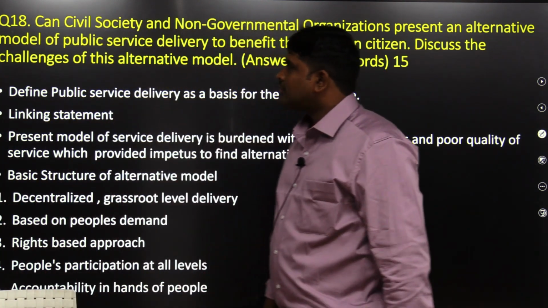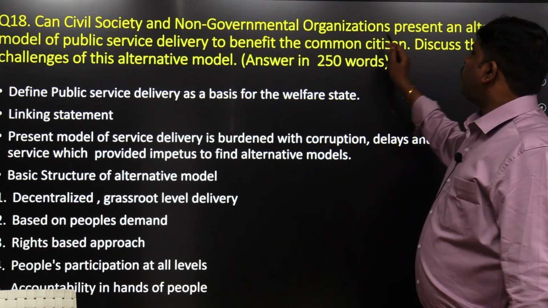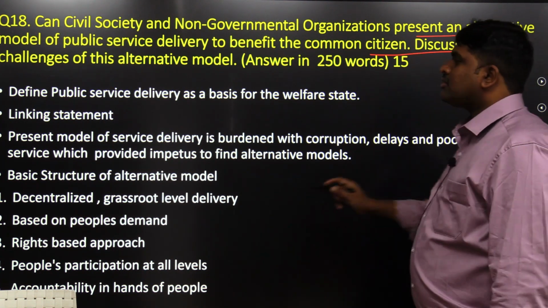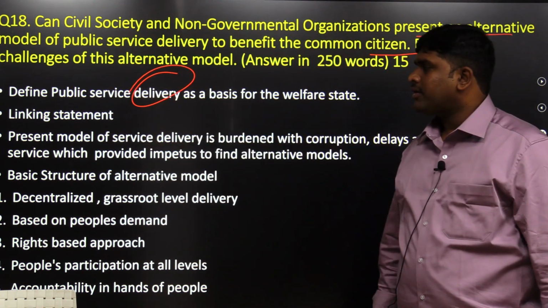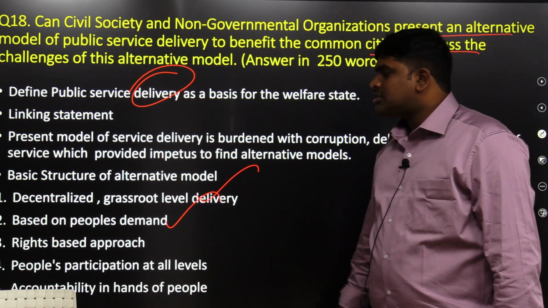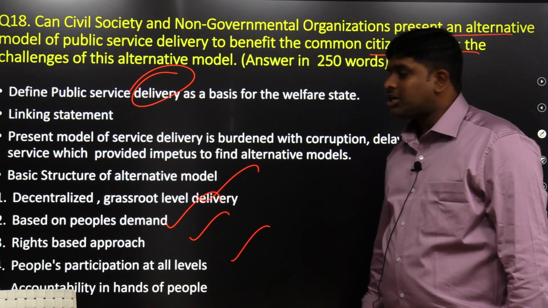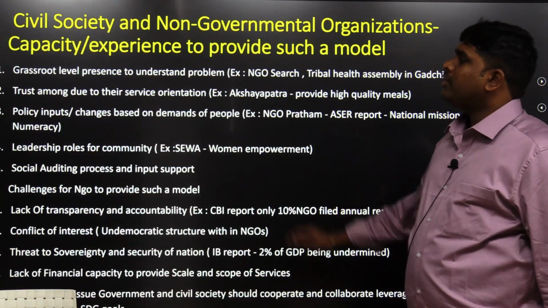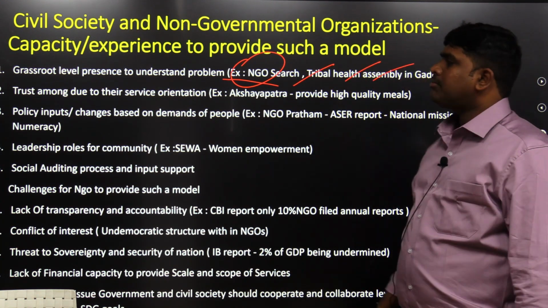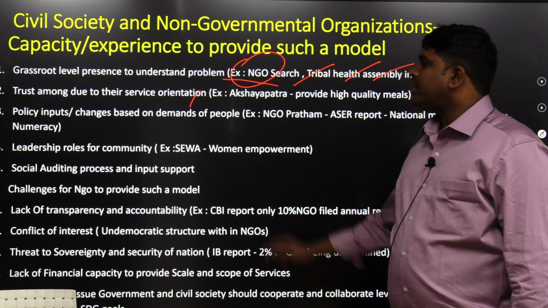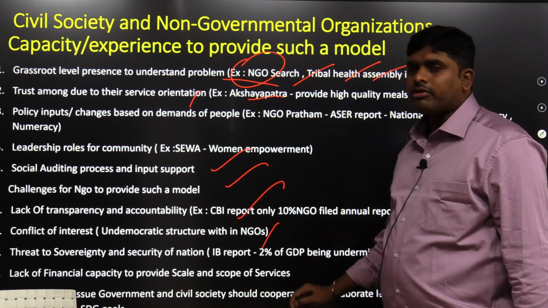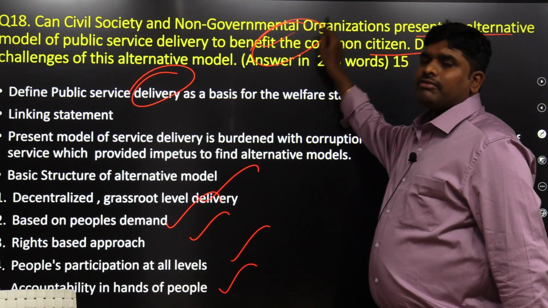And the last question: can civil society and NGOs present an alternative model of civil service delivery to benefit the common citizen? First tell what is civil service delivery. Decentralized grassroots level delivery, based on people's demand, rights-based approach, people's participation at all levels, accountability in the hands of people, grassroots level presence to understand the problems like NGO SEARCH, Tribal Health Assembly, trust due to their service orientation, Akshaya Patra, social auditing. Challenges: lack of transparency, conflict of interest. So how can it function more effectively?